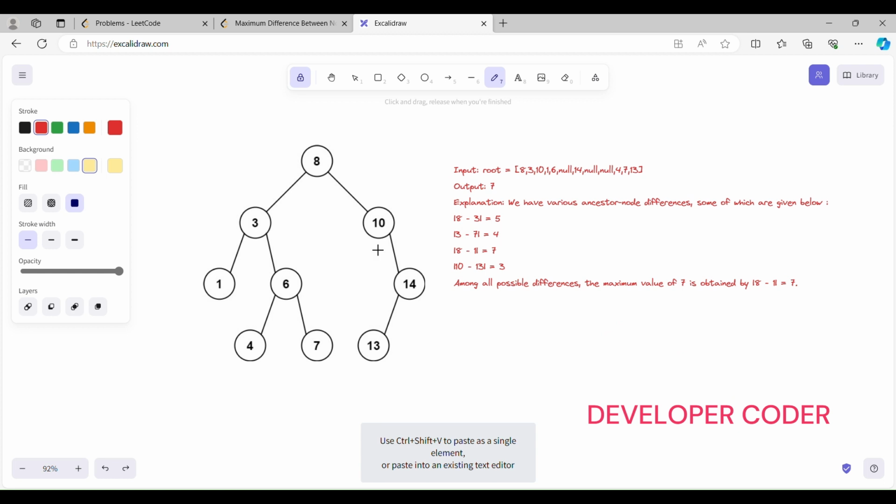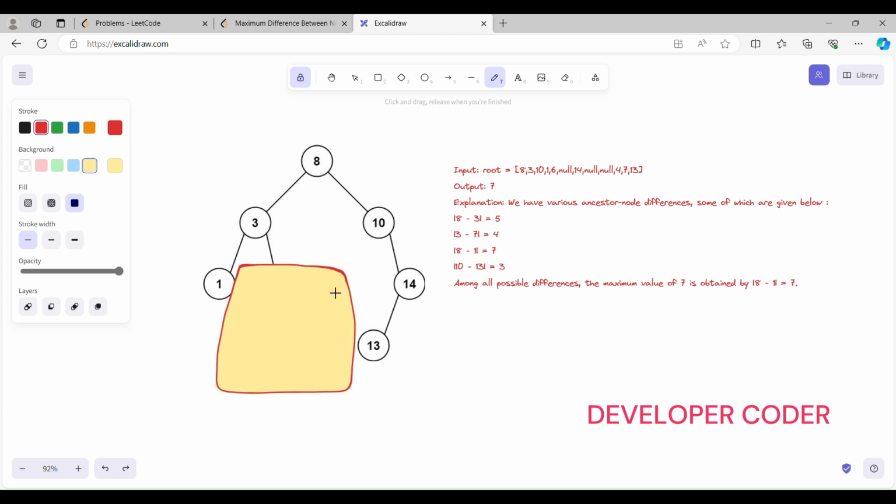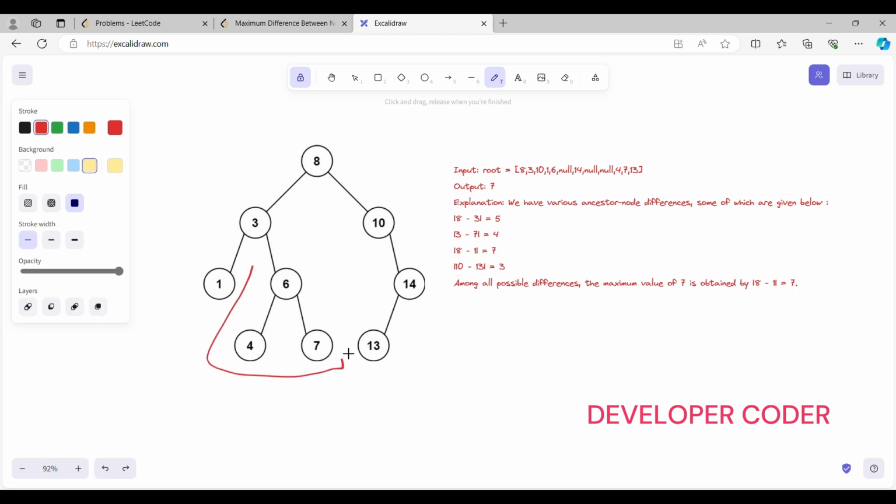So to solve this problem, let's understand with this example first. Let's pick out this part only first. In this part, let's say this 6 is the root, and this is the left side value and this is the right side value. For each node we are going to find the minimum and maximum. So for this node our minimum is going to be 6, and maximum is also going to be 6.